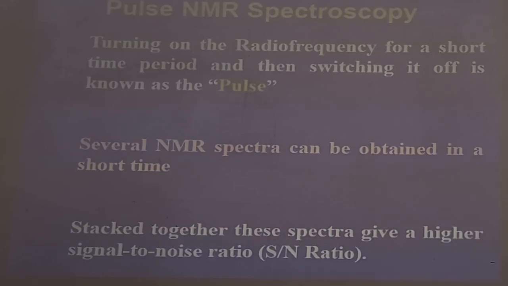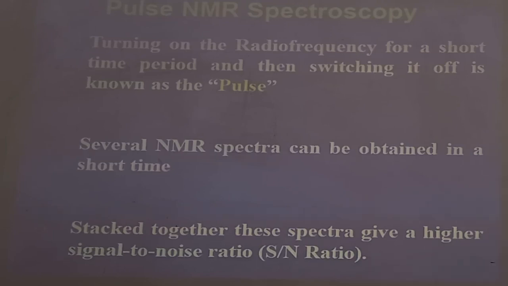That is one scan. Right, so because of this pulse technology, you can obtain several NMR spectra within a very short period of time, and when you stack them together, the signal to noise ratio increases because the signal intensity increases and the noise is cancelled because the noise is random. So in the modern instruments, everything revolves around the pulse.